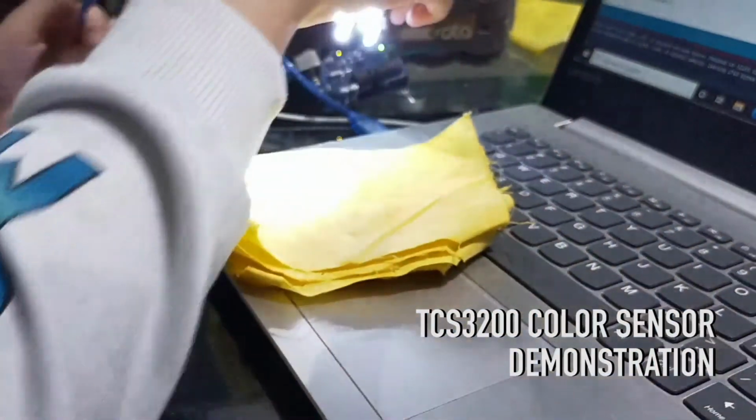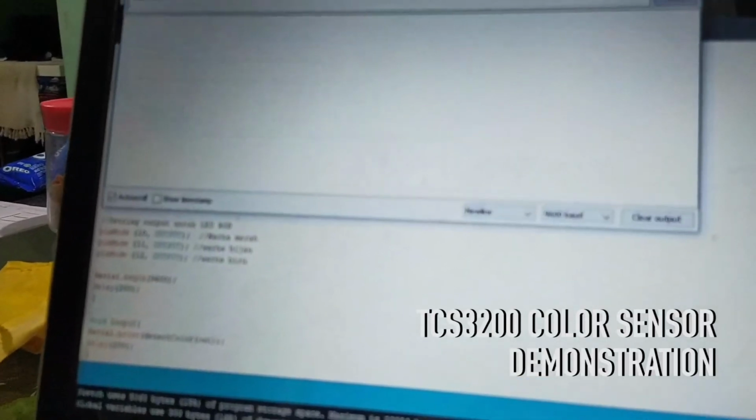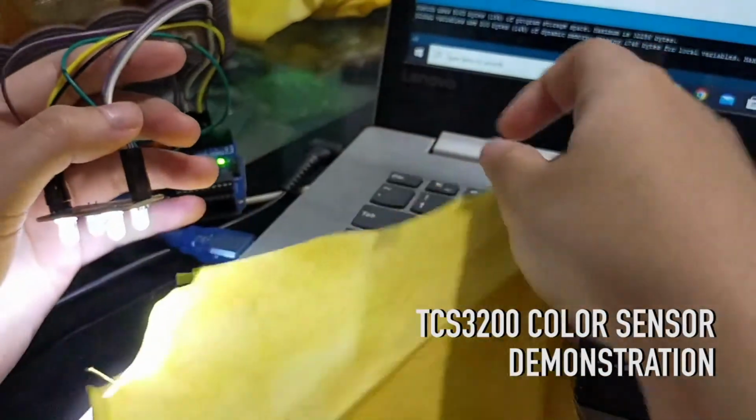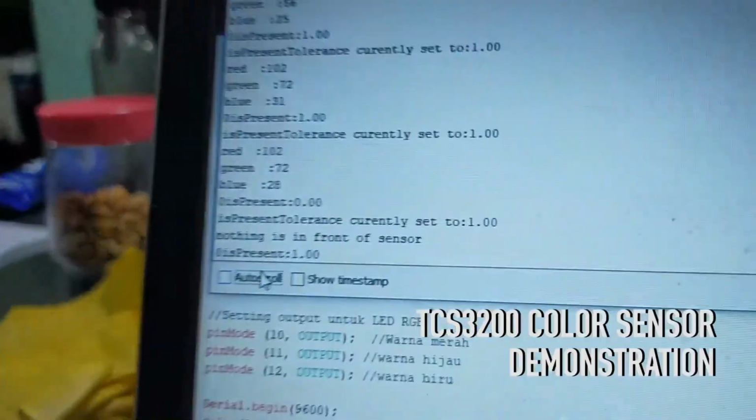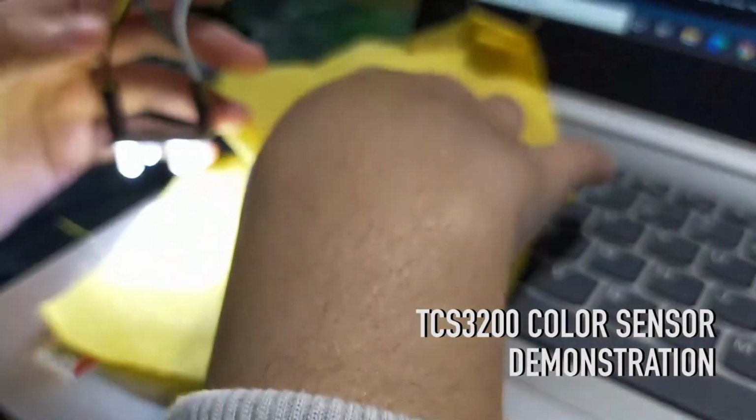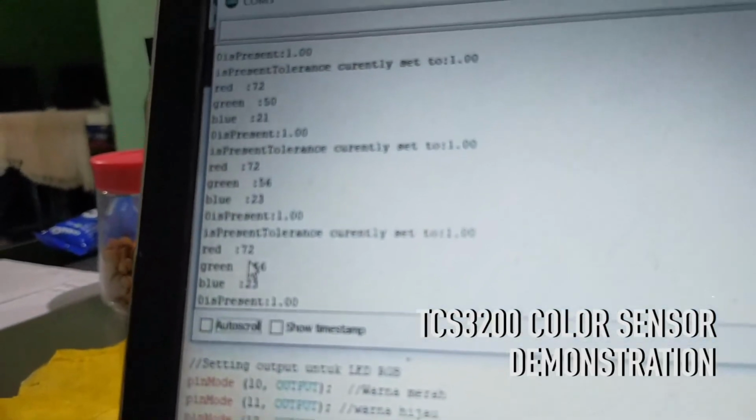Okay, so now we're gonna sensor the color using the color sensor. So this is the coding. So we open the serial monitor. So this is the color for the curcuma number 1, number 2, and so on. And we try the curcuma number 2. The red is the same number actually. And we tried in the curcuma number 3. Okay, it's also the same number, 126. And we try again. And okay, for the fourth curcuma is 72.